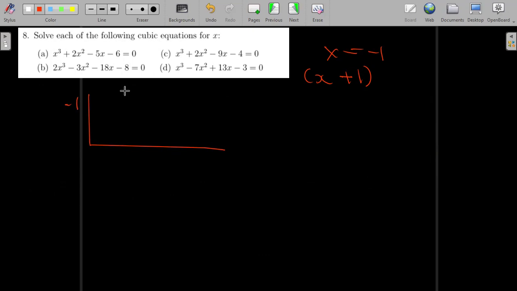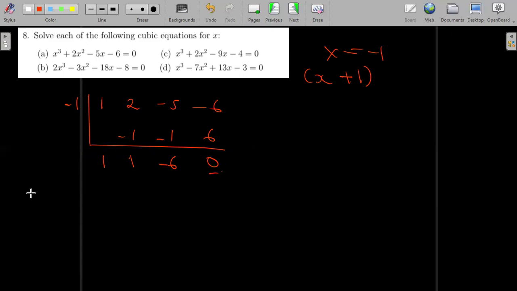So I found the first root to be minus 1. The next thing is I list down the coefficients of the polynomial equation. That's 1 for the first one, then 2, then minus 5, then of course minus 6. Drop the 1, multiply by minus 1 gives me minus 1. Add this to 2, this gives me 1. 1 multiplied by minus 1 gives me minus 1. I add this to minus 5, this gives me minus 6. Multiply there, I get plus 6, and this gives me 0, the remainder.